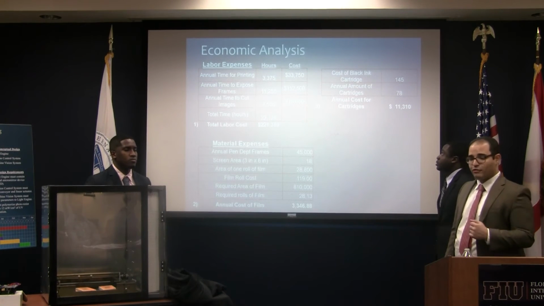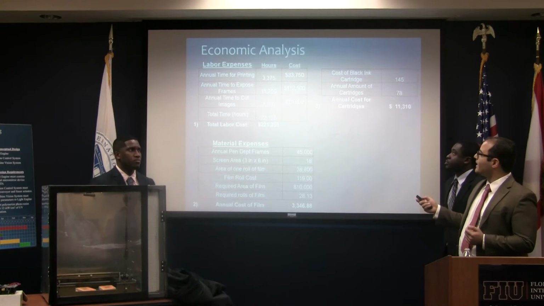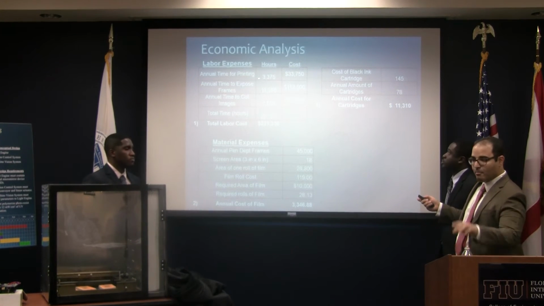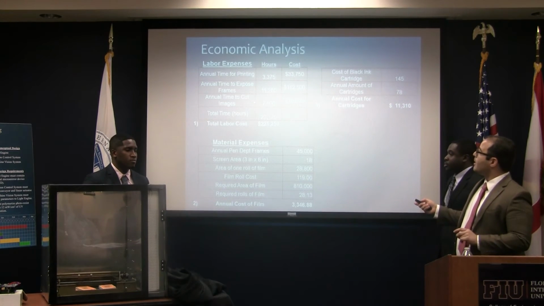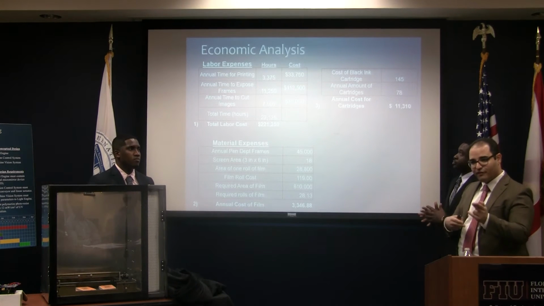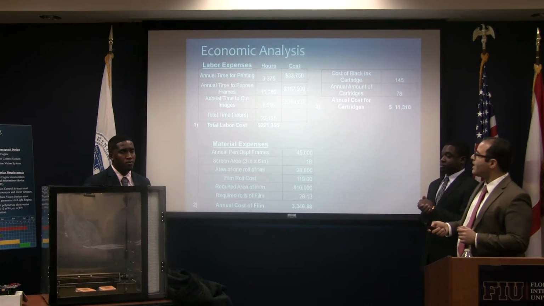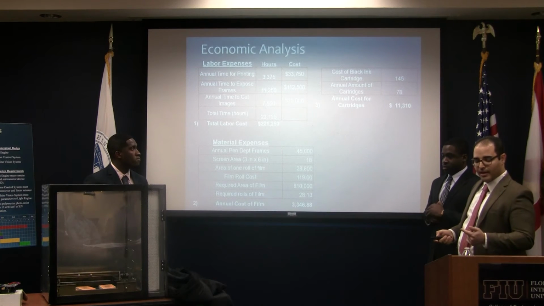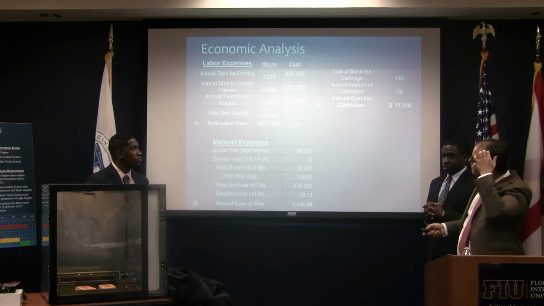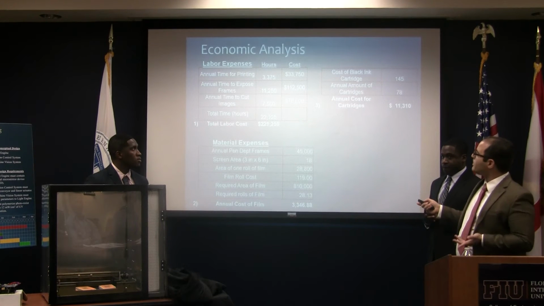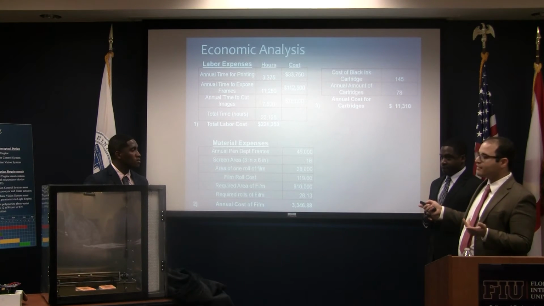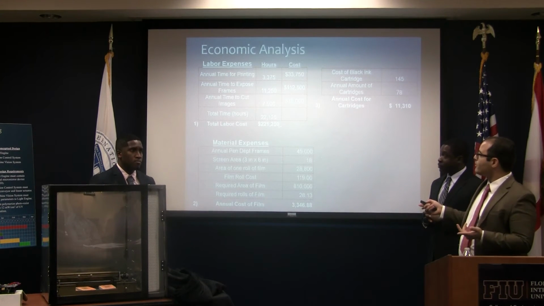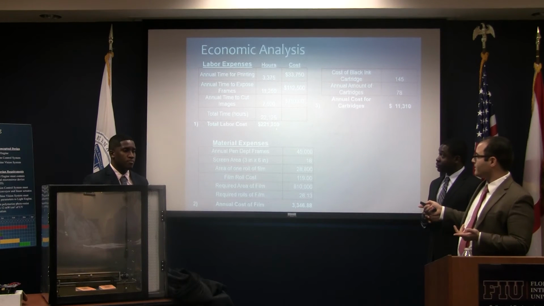So we went to a local screen printing shop and we were able to obtain times for the actual time to print the film, cut the images out of each film by hand with scissors, and then to expose the frames using conventional screen exposure systems. So it turned out to be about 22,000 hours, and at the rate of $10 an hour, you're talking about over $200,000 in labor expenses.